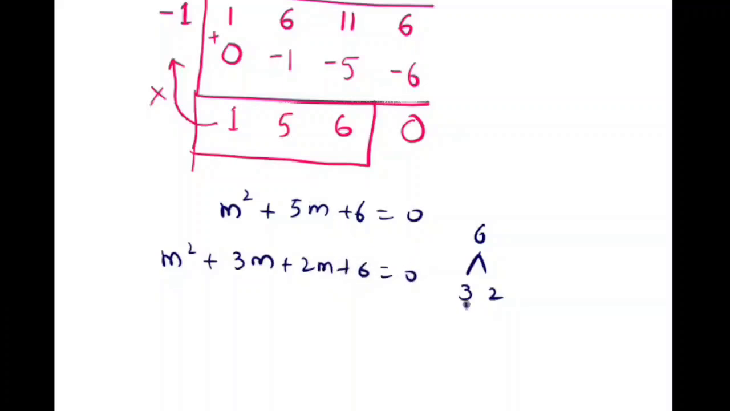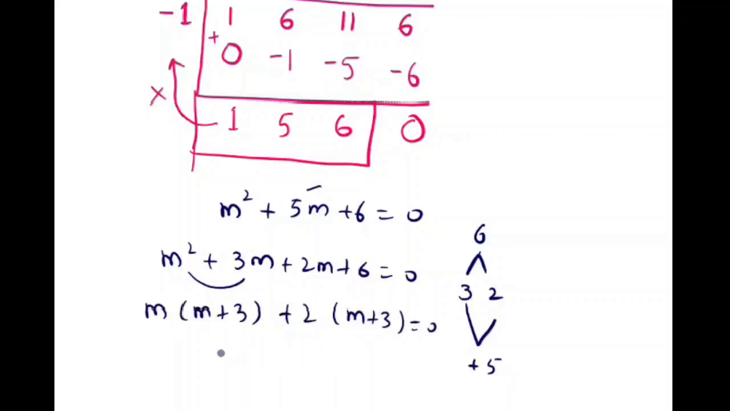Again, if you add it, you will get plus 5. Here it is plus 5 in the middle. So take the common from the first two. What is the common? m. That is m plus 3. So if you take common as 2 here, so it becomes m plus 3 is equals to 0. Therefore, what will we get, m plus 2 into m plus 3 is equals to 0.